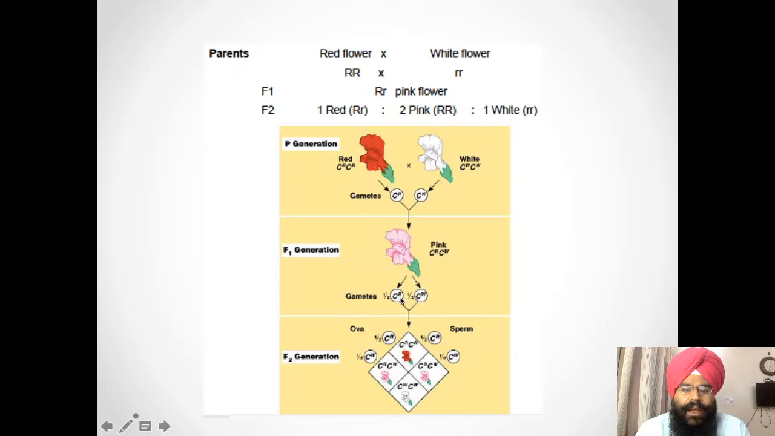Then you take again half the gametes, CR-CW, and then you make a cross with the other sperm again in the F2 generation. And then you have one red CRCR, then CRCW two types, 1 to 2, and CWCW. So these are pink color and this is white color. And this is how it is all done.